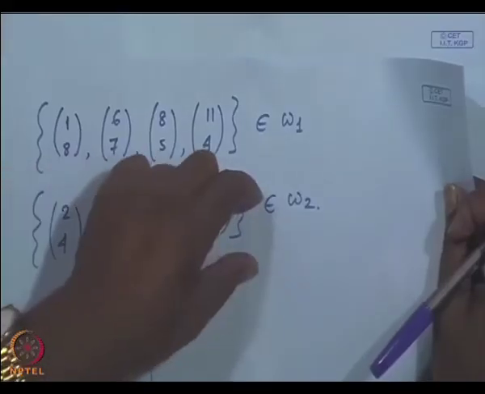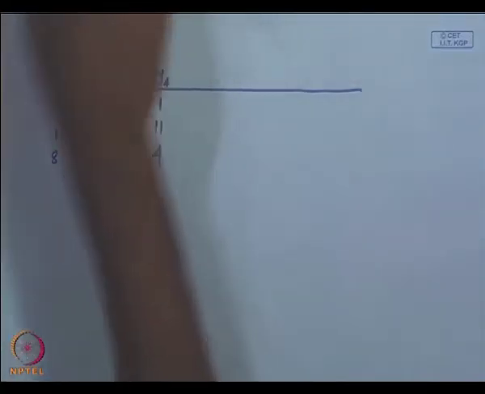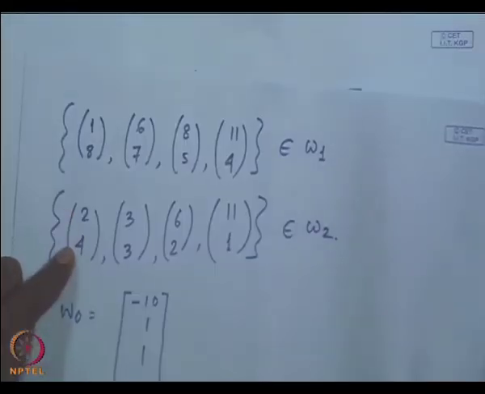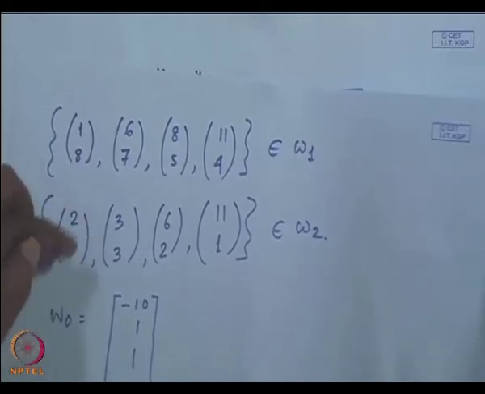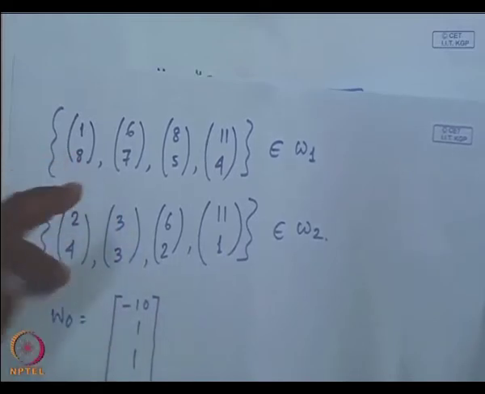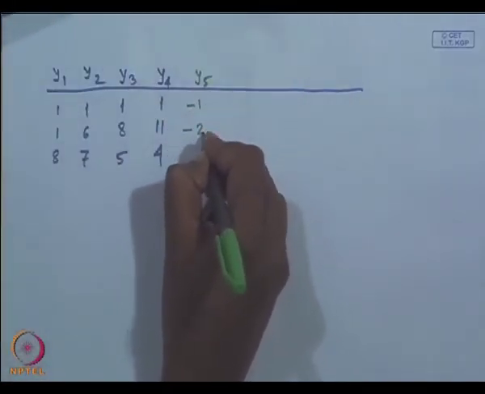In the same manner, I have to get the appended samples or modified samples from class omega 2. So, I will take these samples from class omega 2, and as we have said that after appending 1, these vectors are to be negated. So, my y 5 will be, this is 2 3. So, I will have 1 2 3 and this is 2 4. So, I will have 1 2 4 and then I have to negate it. So, it will be minus 1 minus 2 minus 4. So, y 5 will be minus 1 minus 2 minus 4.